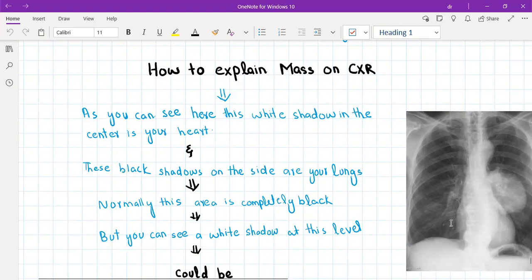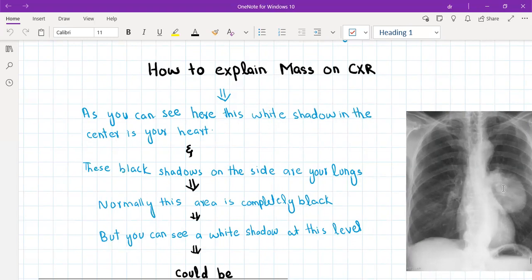and this white shadow that you can see here is your heart, and these black shadows that you are seeing on the sides are your lungs. Normally, this area, the lung area, is completely black like this one. But as you can see on this side, there is this white shadow, which is not normal.